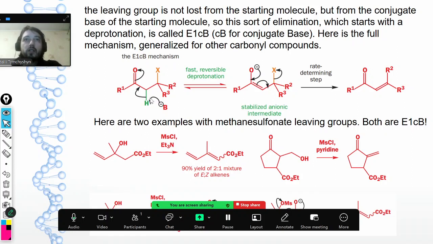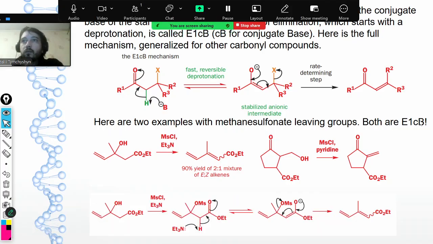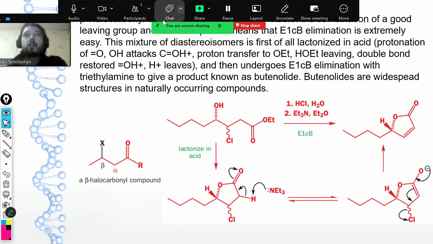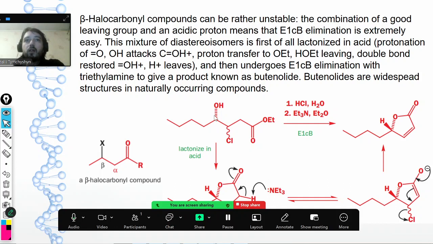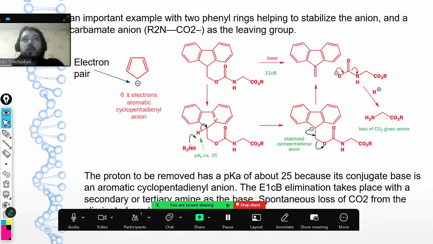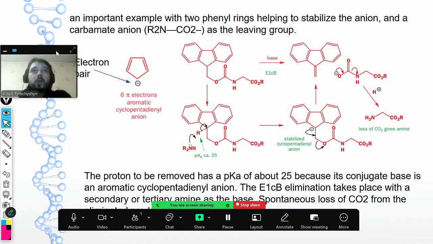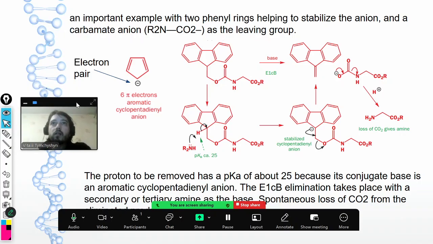And once again, here you see a proton is abstracted. We have this sort of intermediate. That's a conjugate base, basically, because we have lost a proton, and now this is a rate determining step when our leaving group leaves. Here are some more examples of that, so you can check that later. Some even more examples. So I don't think we should get into all of that.